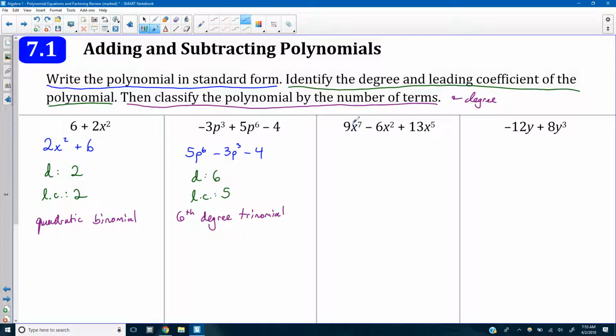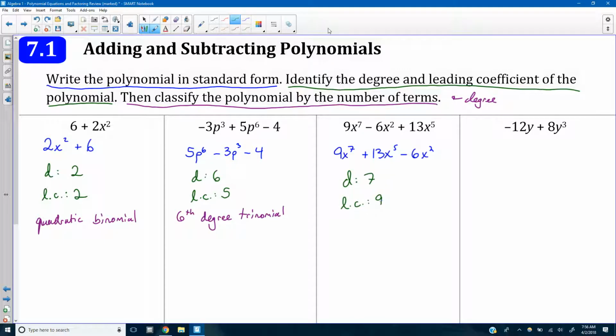Okay, the third problem right here, 9x to the 7th minus 6x squared plus 13x to the 5th. It's almost in order. This guy is at least right because this is of degree 7. But this guy's of degree 5, whereas this guy's of degree 2. So 13x to the 5th goes next, and then minus 6x squared. Next part here, the degree, as I said, is 7. Again, it's based on the leading term. And the leading coefficient is 9.